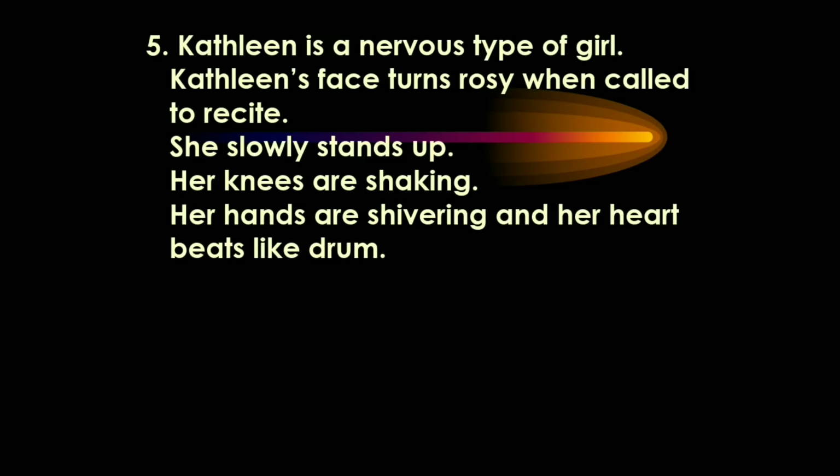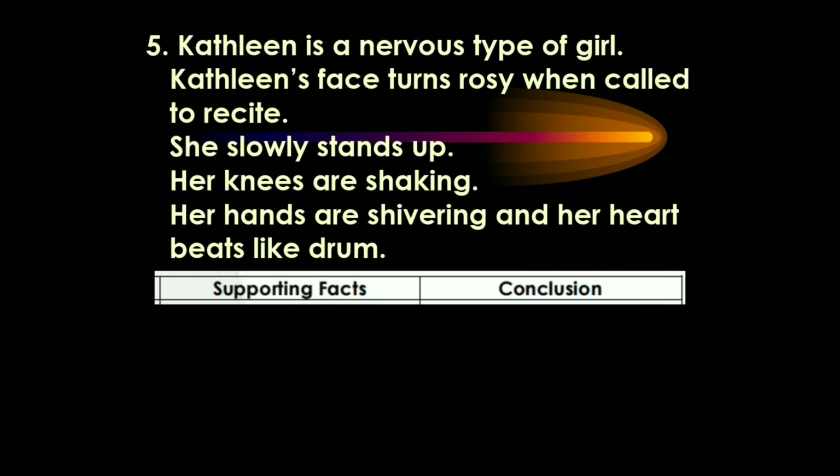Kathleen is a nervous type of girl. Kathleen's face turns rosy when called to her side. She slowly stands up. Her knees are shaking. Her hands are shivering and her heart beats like a drum. So what are the supporting facts? Okay, let's see.